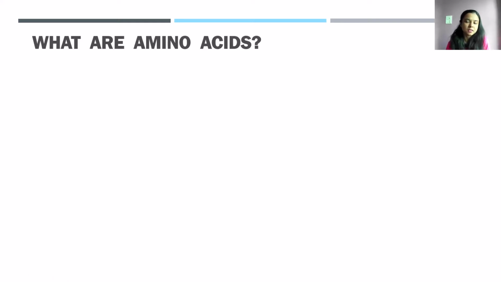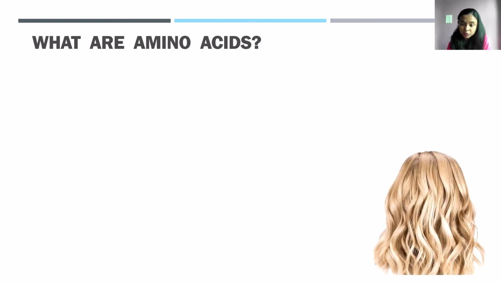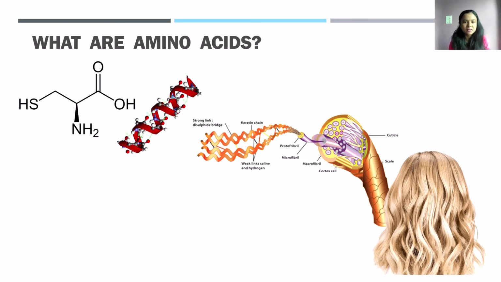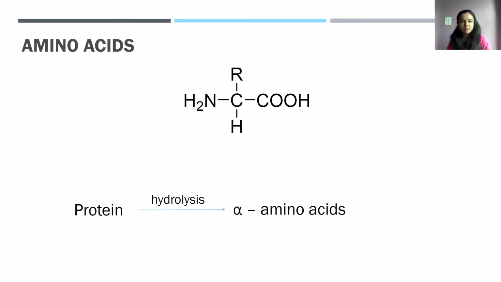So the first thing that comes into our mind is what are amino acids, and how are they present inside our bodies. For this, we will be taking an example of human hair. If we take a single strand of hair, we'll see that it is actually made up of a protein called keratin. So this single structure of protein is actually made up of small building blocks called amino acids, and these are the amino acids that we will be covering in this lecture.